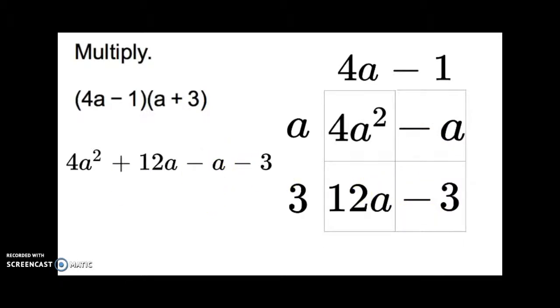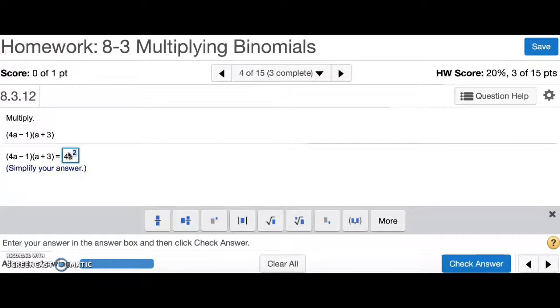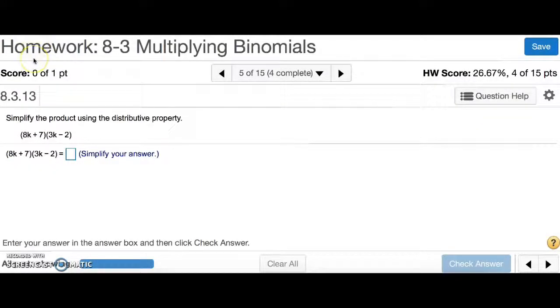Now my like terms are going to be 12a and negative a. So 12a plus negative a is going to be 11a. So my answer is going to be 4a squared plus 11a minus 3. So let's type that in. We have 4a squared plus 11a minus 3. And that's number 4.